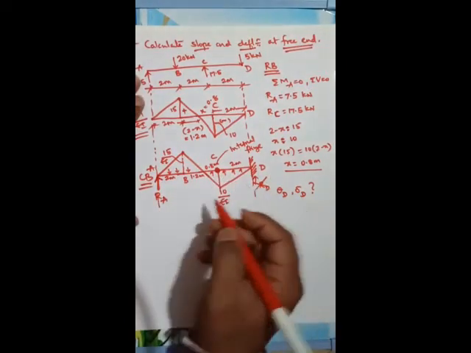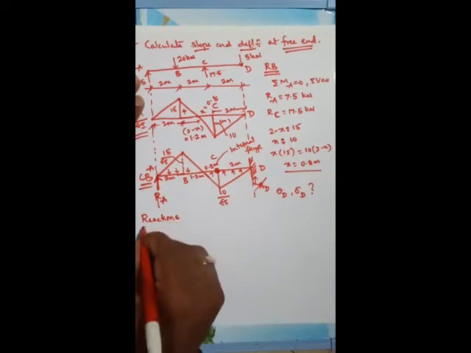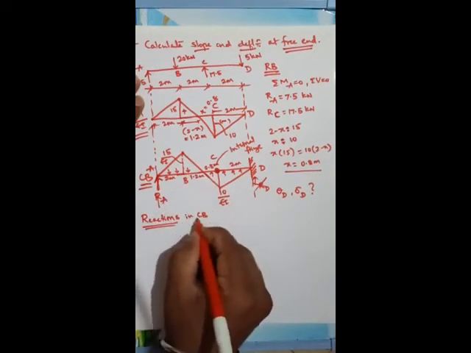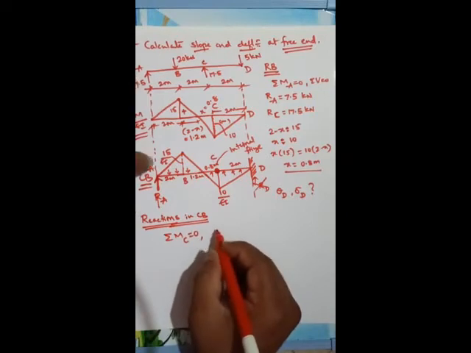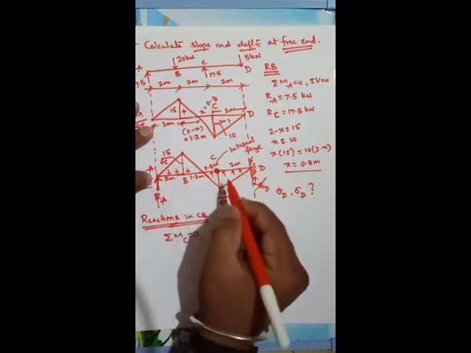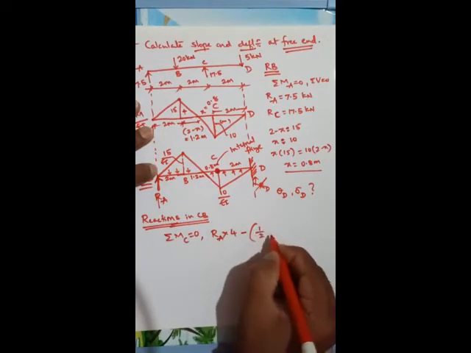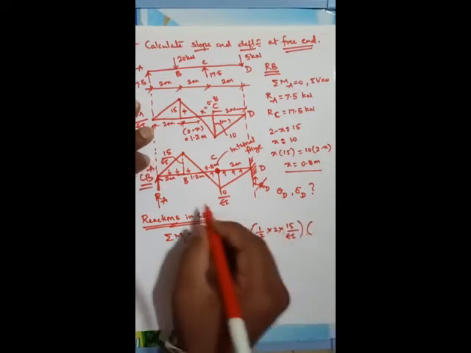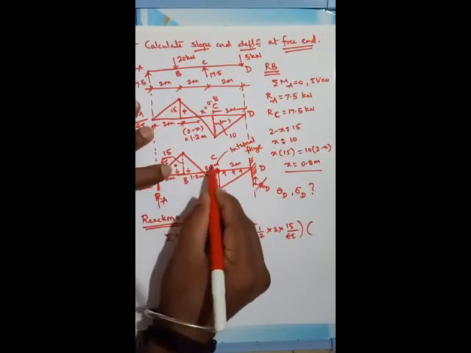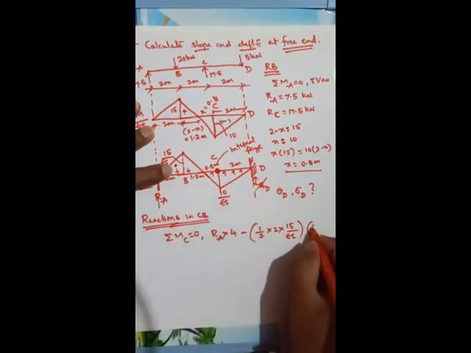So this is hinge support, so you can take moment about C equal to 0, to find the reactions in conjugate beam. So if I take moment about C equal to 0, so RA into, from here to here it is 4 meters, 4 minus this triangle, half into base is 2 meters into height is 15 by EI into perpendicular distance will be here. Okay, from here to here is 2, from here to here it is 1/3 of 2 meters, 1/3 of 2 plus 2, correct?